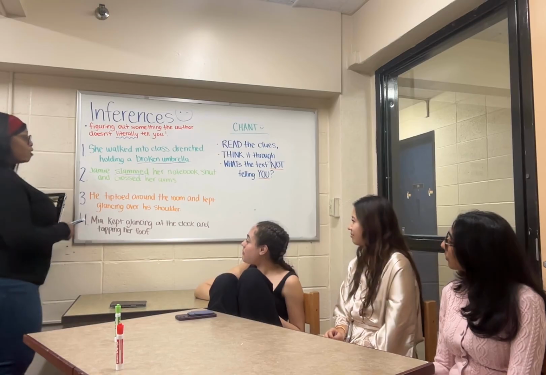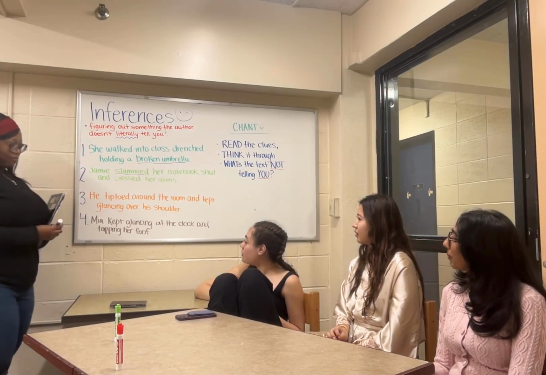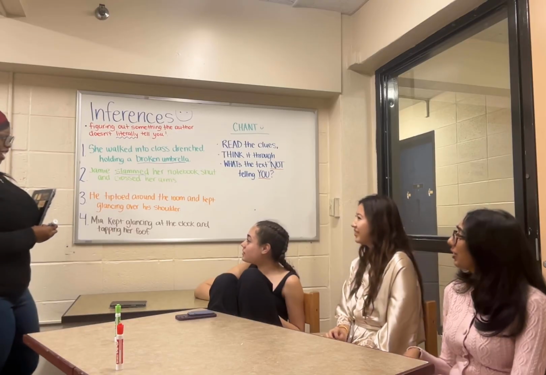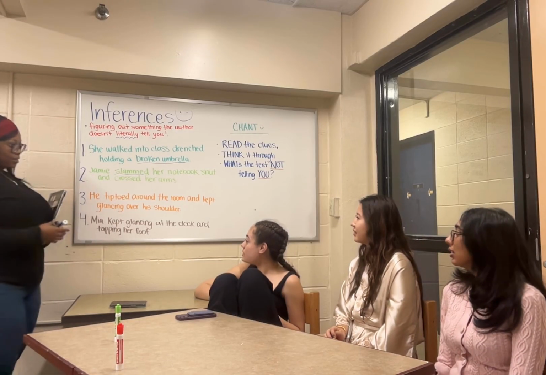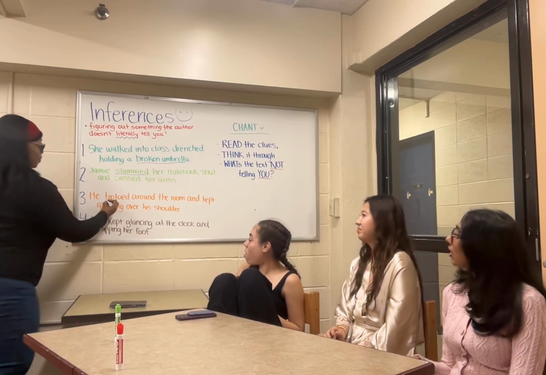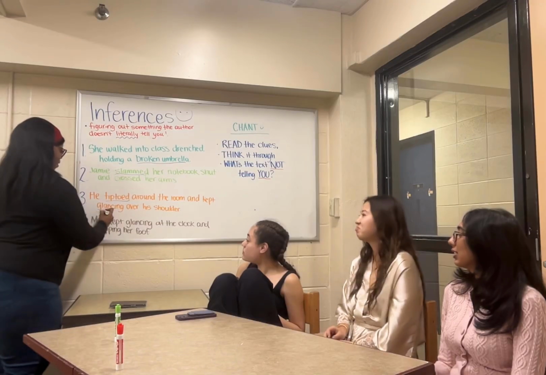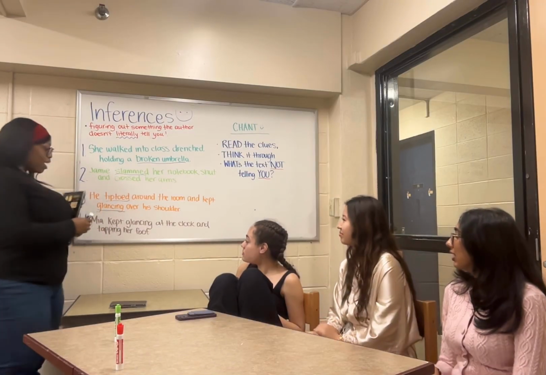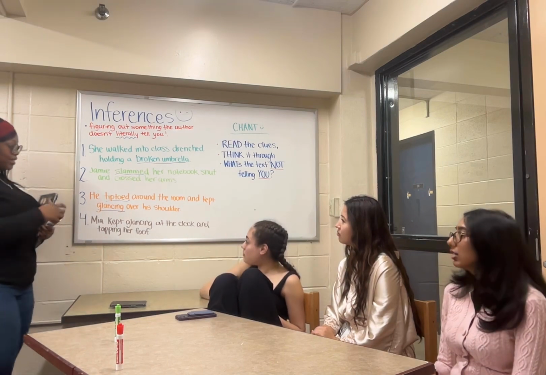He tiptoed around the room and kept glancing over his shoulder. What do you guys think? She's probably sneaking around. Okay, can you guys tell me what made you see that? What clues did you guys use? It says that he tiptoed. What else? And he kept glancing over his shoulder. Okay. Nice. So yeah, we can infer that maybe he's trying not to get caught. Maybe he's in trouble. Maybe he's sneaking around.